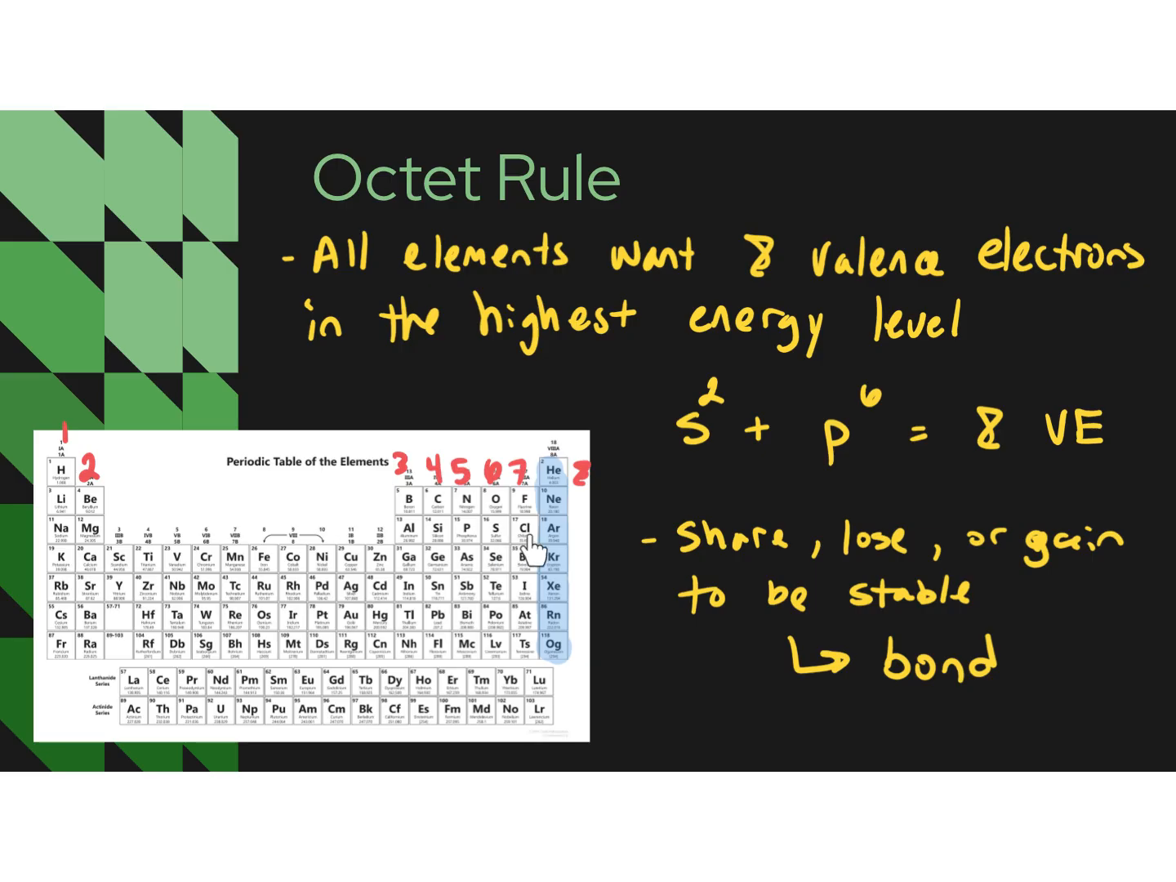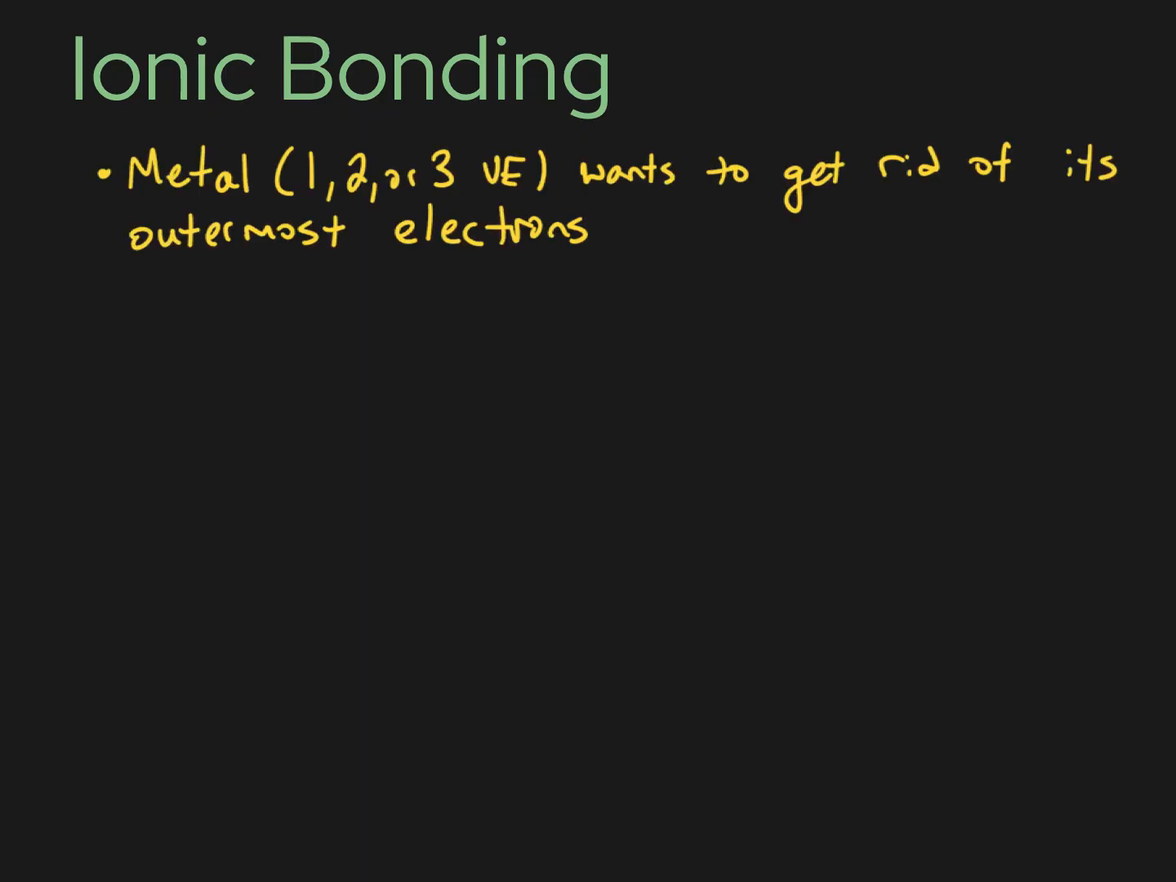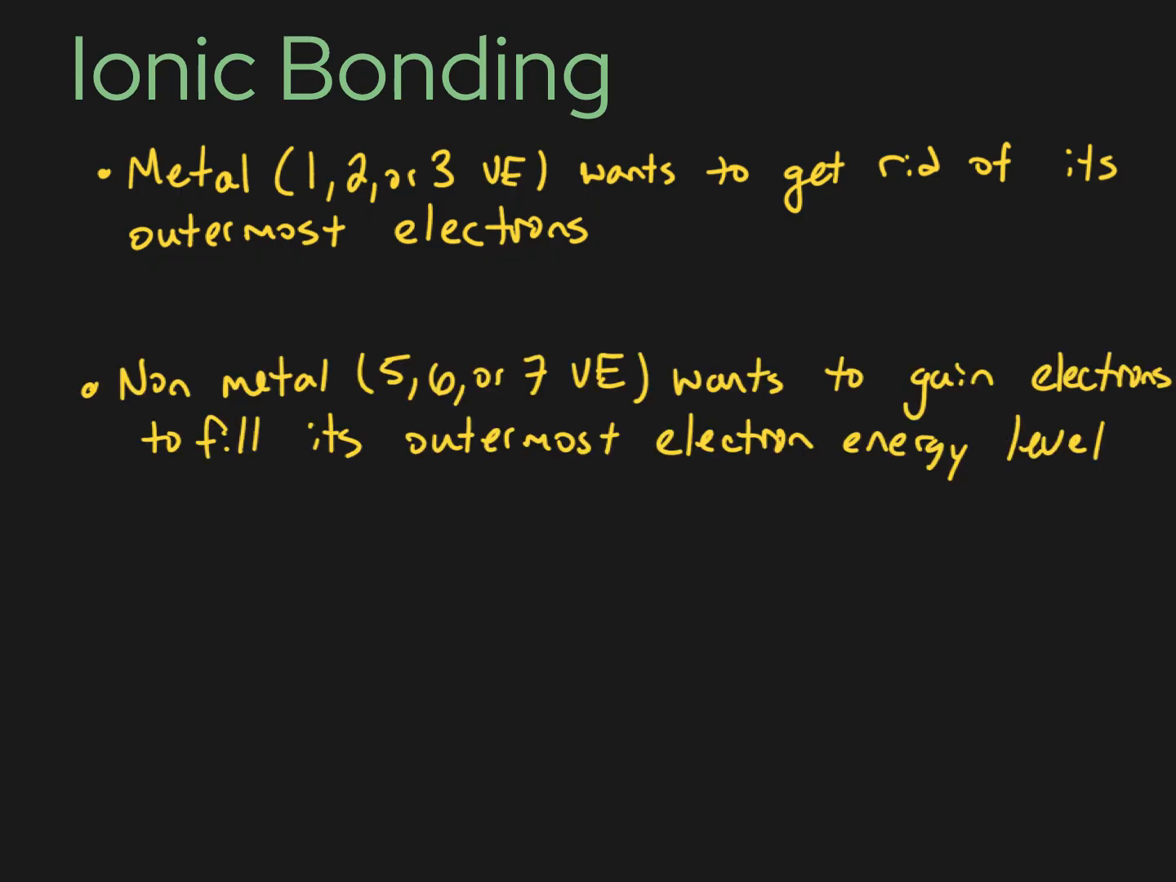and those two would get together perfectly in order to create what we're about to talk about next, which is an ionic bond. Ionic bonding occurs when a metal with 1, 2, or 3 valence electrons looks to get rid of its outermost electrons, and it gets close to a nonmetal with maybe 5, 6, or 7 electrons, and it tries to gain some electrons. And so a metal will donate its electrons to a nonmetal in order for them both to achieve 8 valence electrons in their highest energy level.